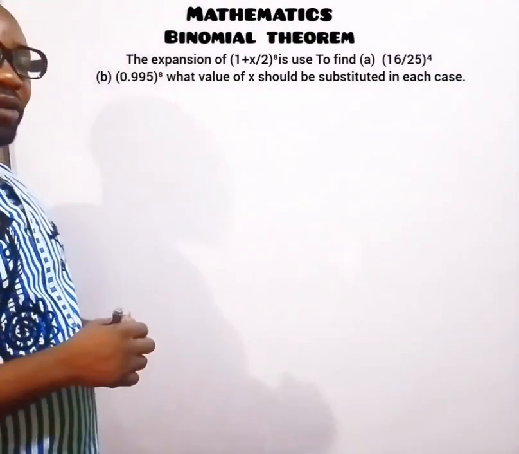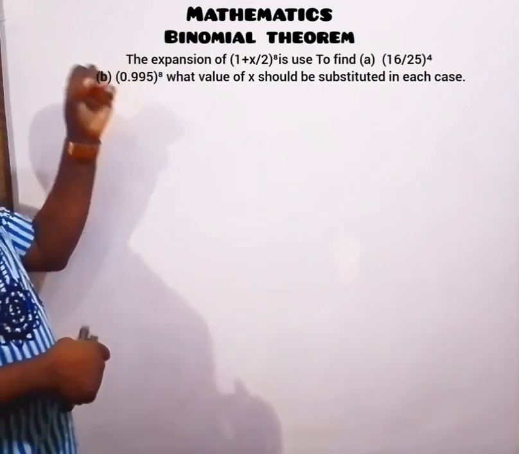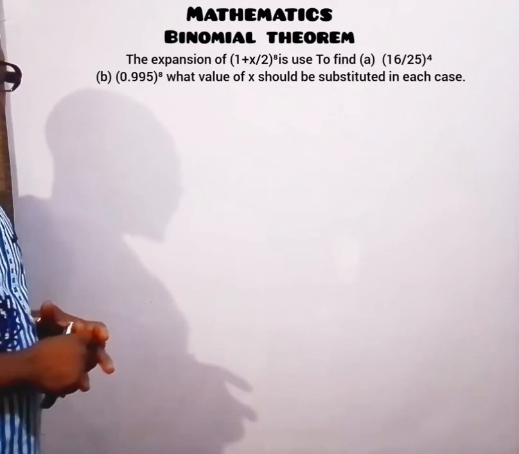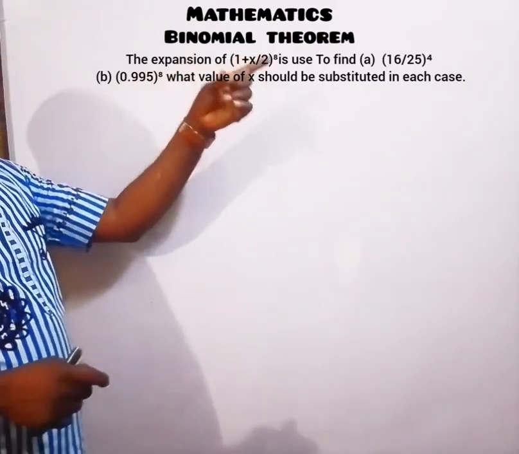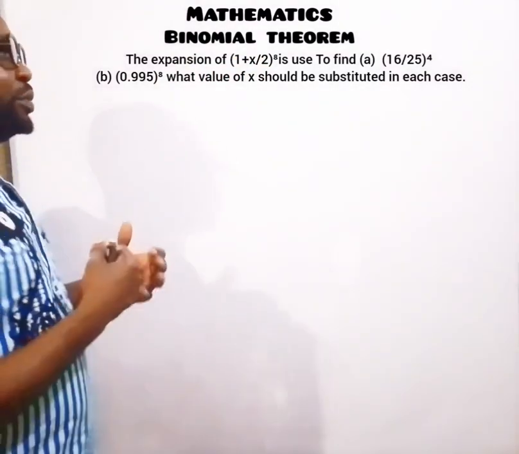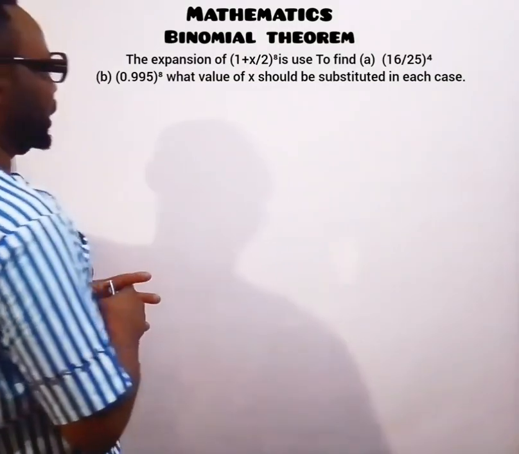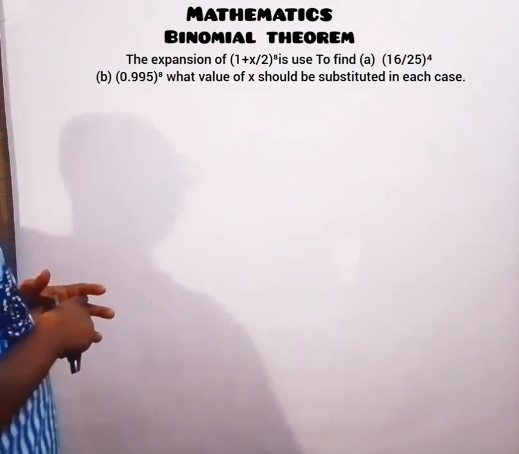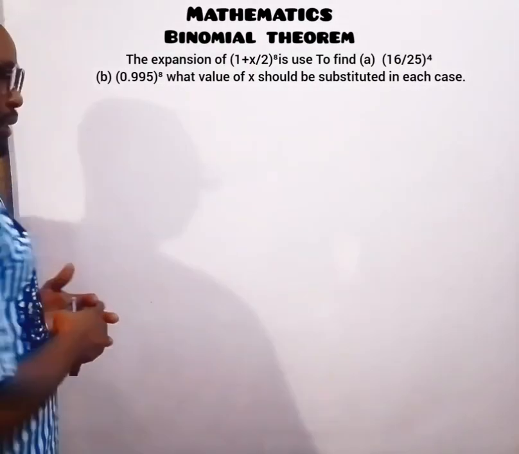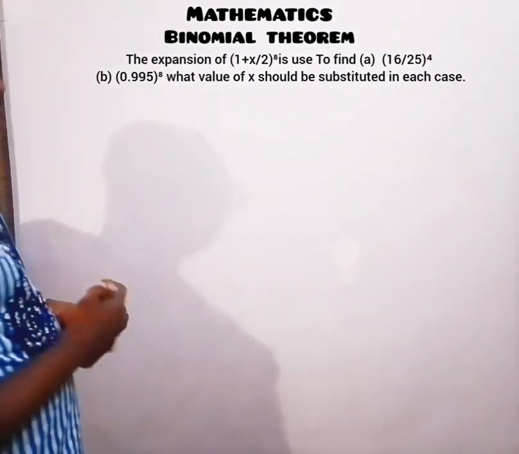This next question we have here says that the expansion of 1 plus x over 2 raised to power 8 is used to find the value of that particular expression. That's a, 16 over 25 raised to the power of 4. Then the b value of it is 0.995 raised to the power of 8. The question now says, what value of x should be substituted in each case. That is what the question is asking us right now.